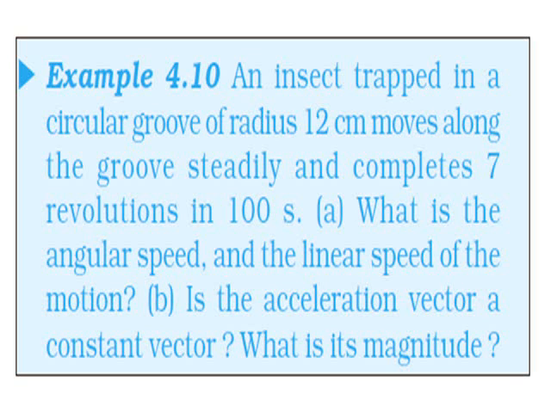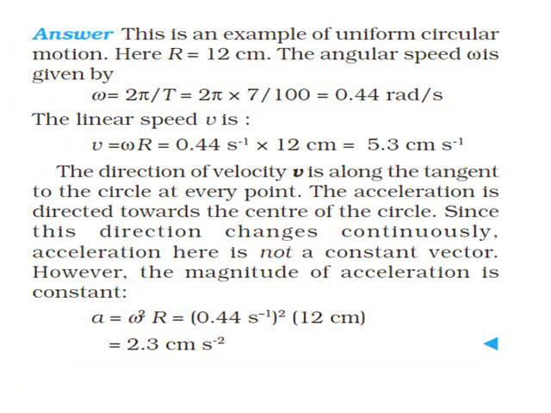Another question from your NCERT. An insect trapped in a circular groove of radius 12 centimeter moves along the groove steadily and completes 7 revolutions in 100 seconds. You have to find out the angular speed and linear speed of the motion. And is the acceleration vector a constant vector, and what is its magnitude?